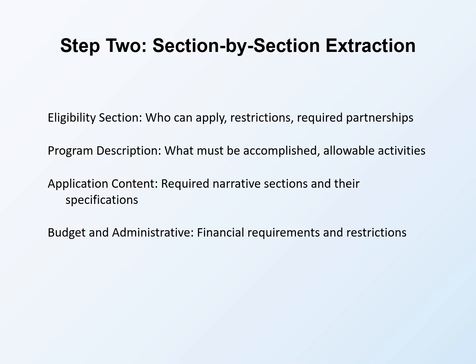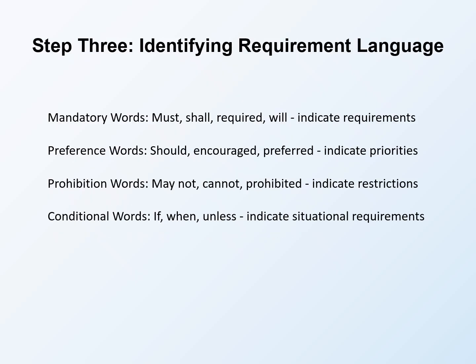Budget and administrative extraction captures financial requirements and restrictions. What are cost limitations? What costs are allowable or unallowable? What administrative requirements apply? Budget requirements shape your project design and proposal. Step 3 focuses on identifying requirement language, recognizing words that signal different types of requirements.